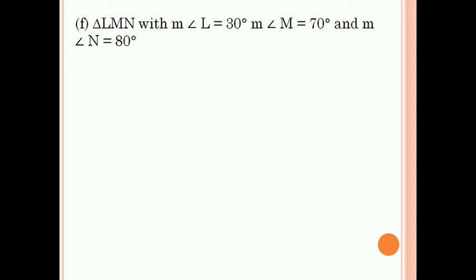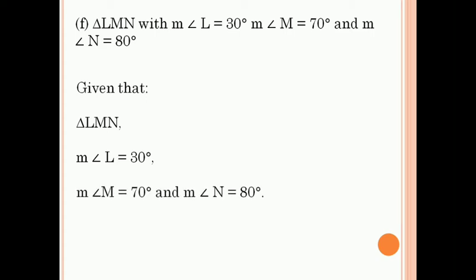F: Triangle LMN with measure of angle L 30 degrees, angle M 70 degrees and angle N equal to 80 degrees. Okay, in triangle LMN they give us angle L is 30 degrees, angle M is 70 degrees and angle N is 80 degrees. Hence it is an acute angle triangle because all the measurements are less than 90 degrees.